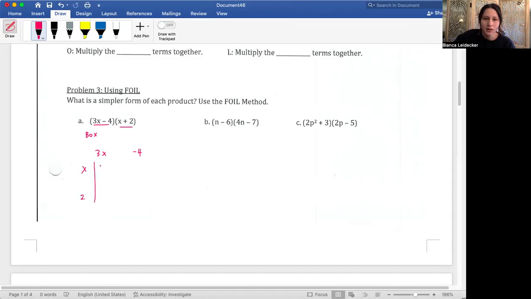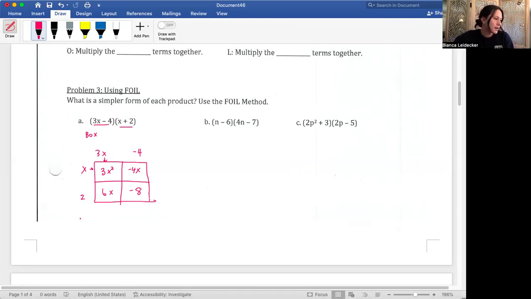and then creating boxes where we're going to basically multiply each part of what we see and put the answer in the box. So 3x times x would be 3x squared. Negative 4 times x would be negative 4x. And then 3x times 2 would be 6x. And negative 4 times 2 would be negative 8.